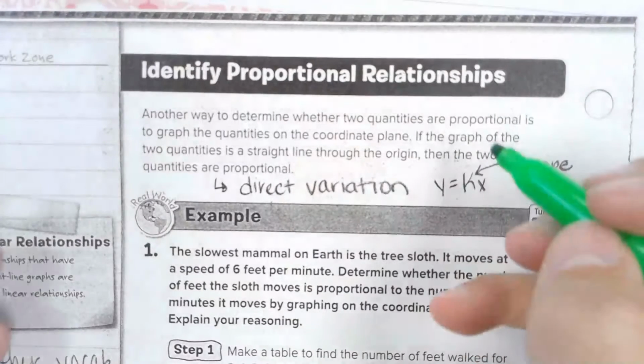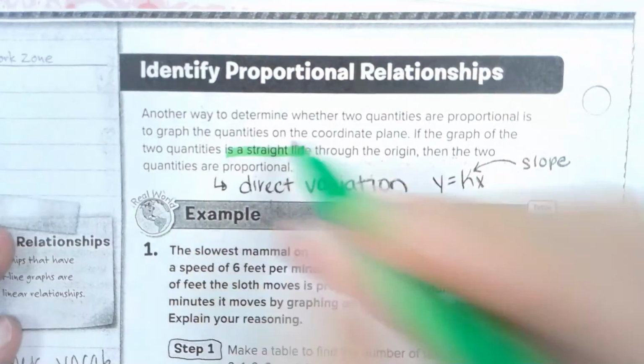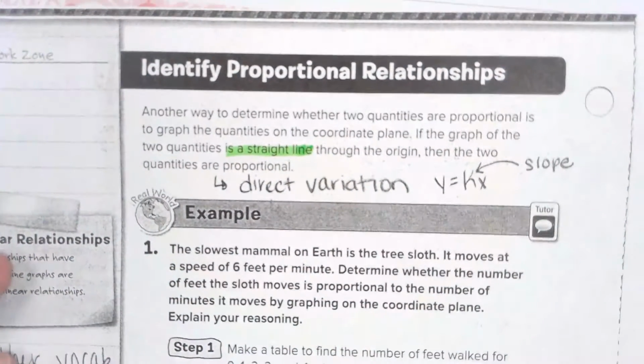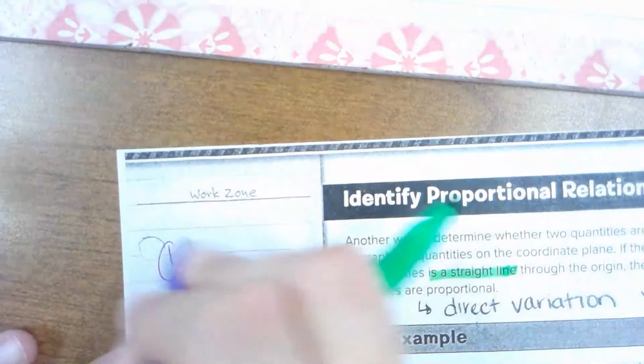If a graph is proportional, that means that you have first a straight line. If you do not have a straight line, that means that it's not proportional. Okay, so that's the first requirement, is that you must have a straight line.